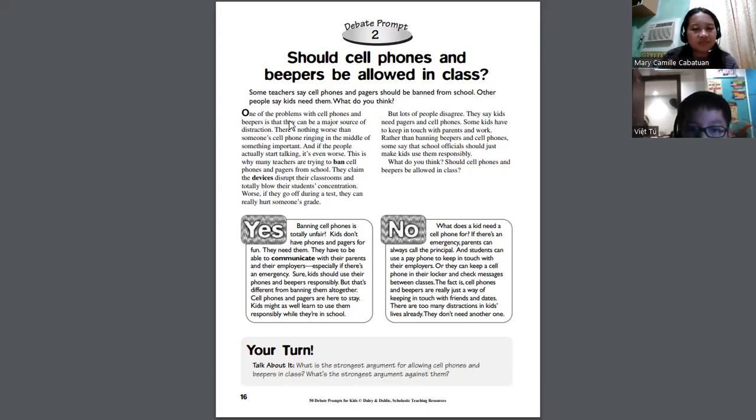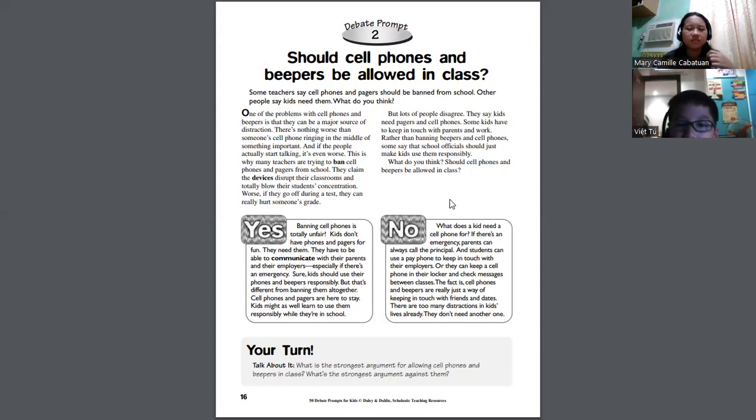One of the problems with cell phones and beepers is that they can be a major source of distraction. There's nothing worse than someone's cell phone ringing in the middle of something important. And if the people actually start talking, it's even worse. This is why many teachers are trying to ban cell phones and pagers from school. They claim that devices disrupt the classrooms and totally blow the students' concentration. Worse, if they go off during a test, they can really hurt someone's grade.